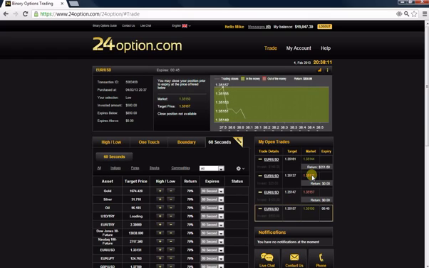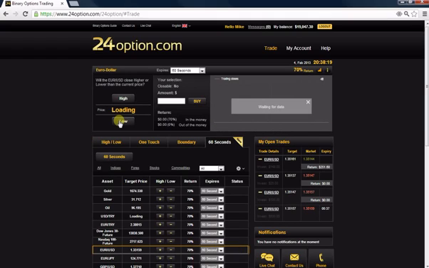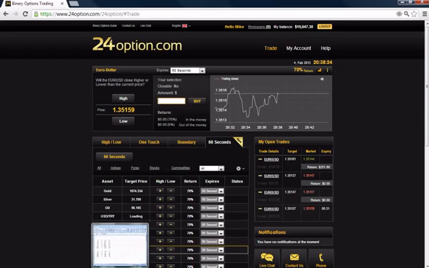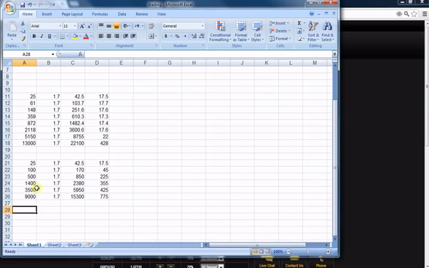Always have your Excel sheet open. Always be prepared with the next trade, because things can change really, really fast. So if we're going to lose this trade, my idea was to make $225 profit on this trade. The following trade, let's up the ante more because we're going to have to invest more. Let's make $355 profit.